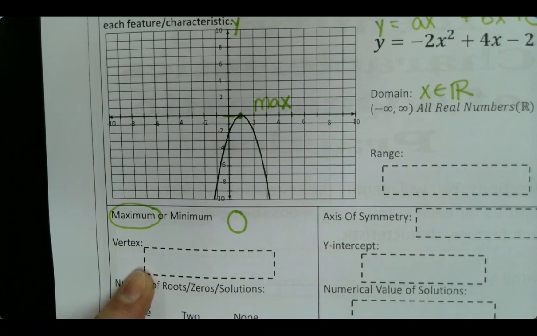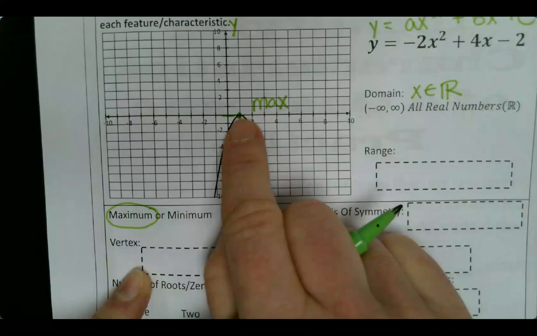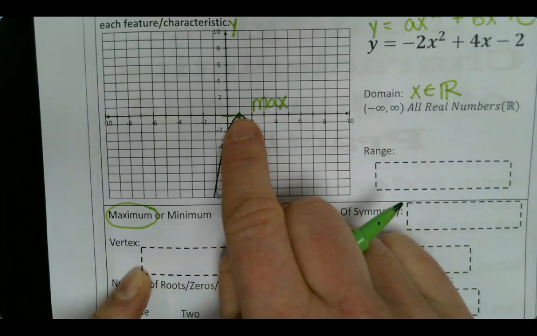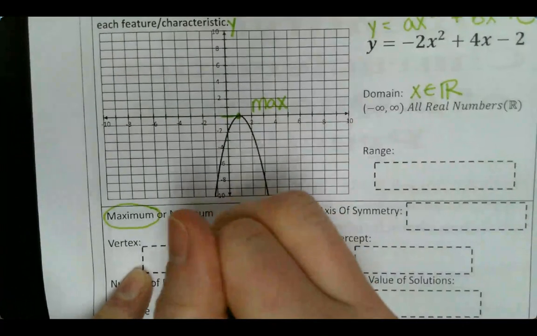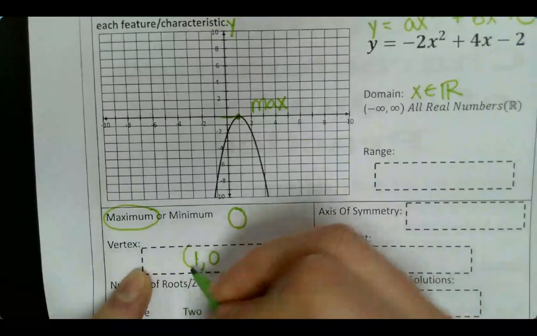The vertex is the point where it changes direction. So it's a coordinate pair. So it's right here. So you write it as x comma y. So x would be at 1, y is 0. So this coordinate pair is 1, comma 0.